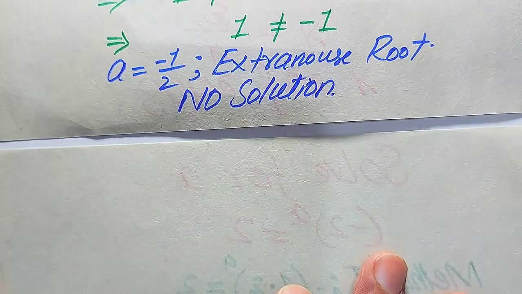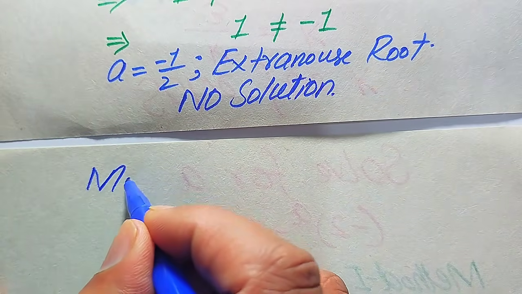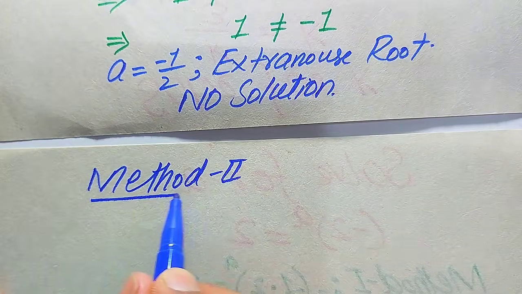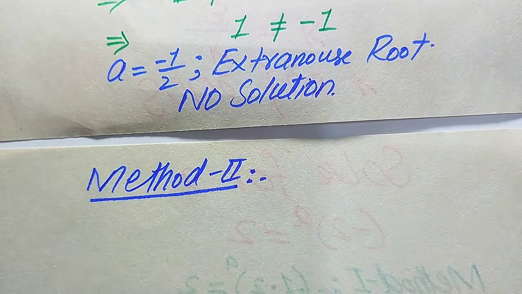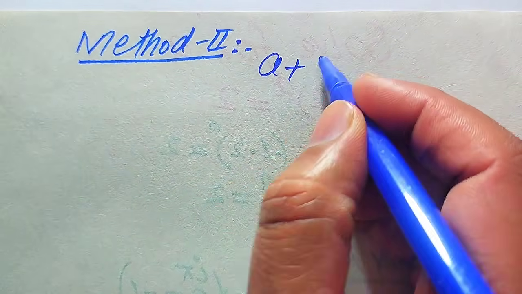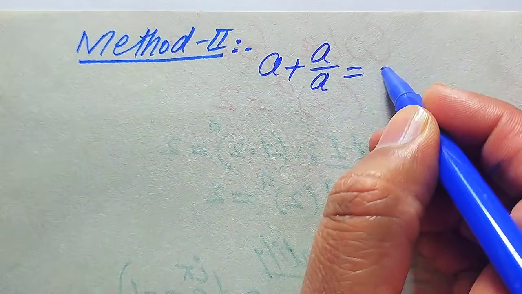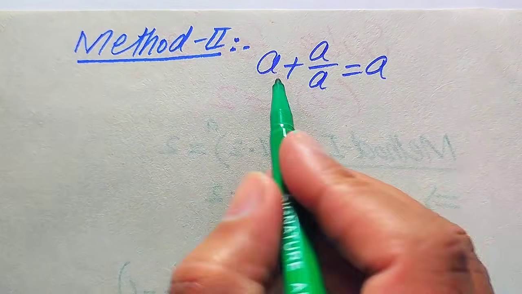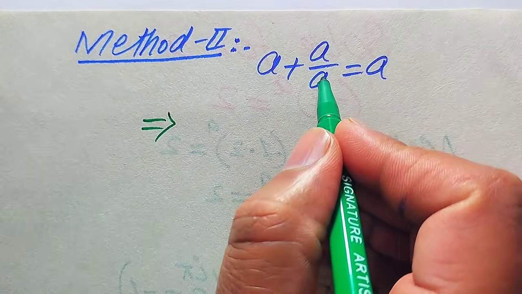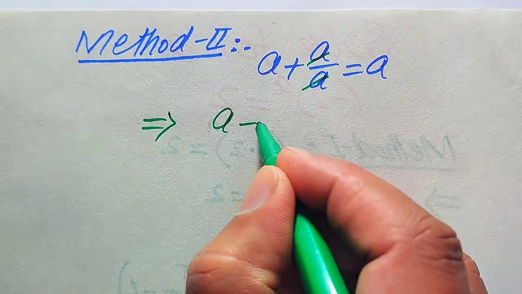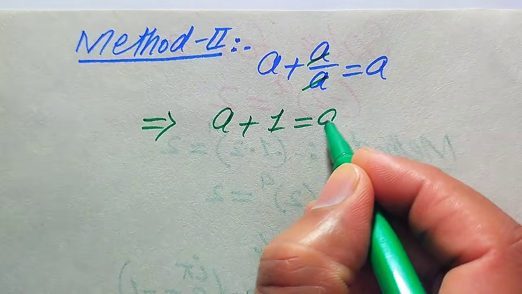And now we again solve this problem by the second method. For the second method we need to copy down the given question statement here. The given question statement is a plus a divided by a is equal to a. Here we use another technique to determine the solution set of this problem. First you see that this a and a are gone. So after cancellation of these terms, we obtain a plus 1 is equal to a.